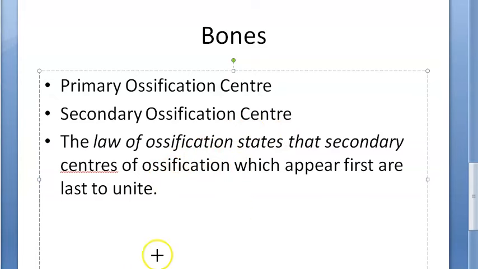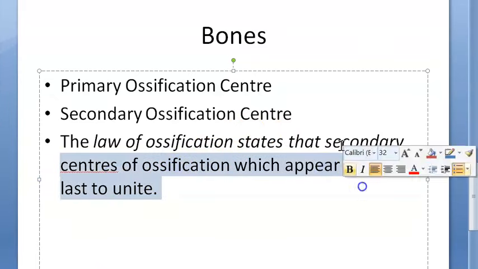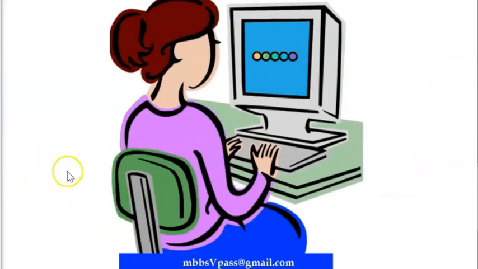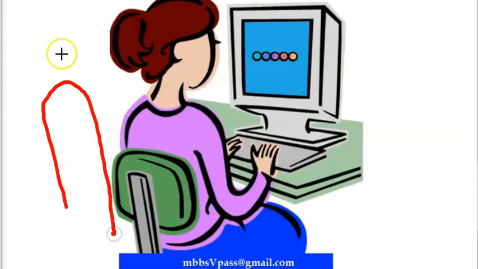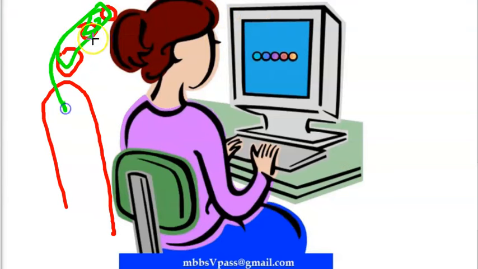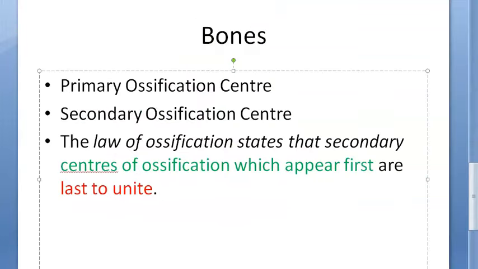So let us understand this. Centers of ossification which appear first are last to unite. So let us say this is a bone, and this appeared and then this appeared and then this appeared. So whichever is the first to appear is last to unite. That means to say whichever came last will unite first, right? So these two will unite and then this will unite and then this will unite. So this came first, but this is the last to unite, something like that.